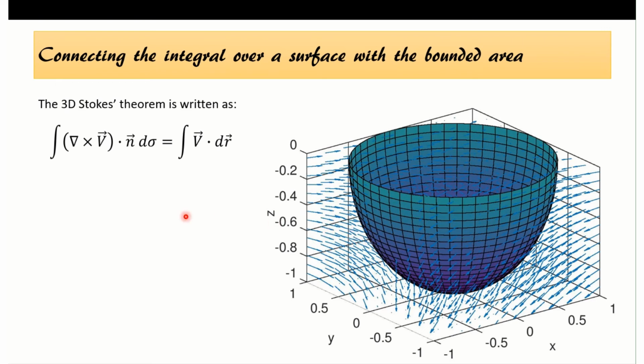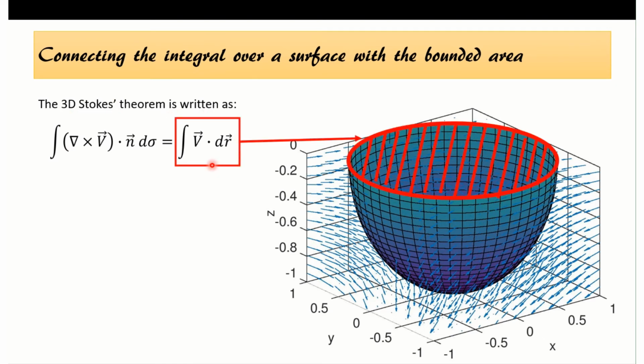So here we want to talk about the 3D Stokes theorem, right? So on the right hand side, you have an integral of v dot dr. So this is basically an integral over this boundary here. So this circle over here is the boundary of this surface, right? So when you talk about the right hand side, basically you're going to take the integral of this line around the boundary of the surface, right?